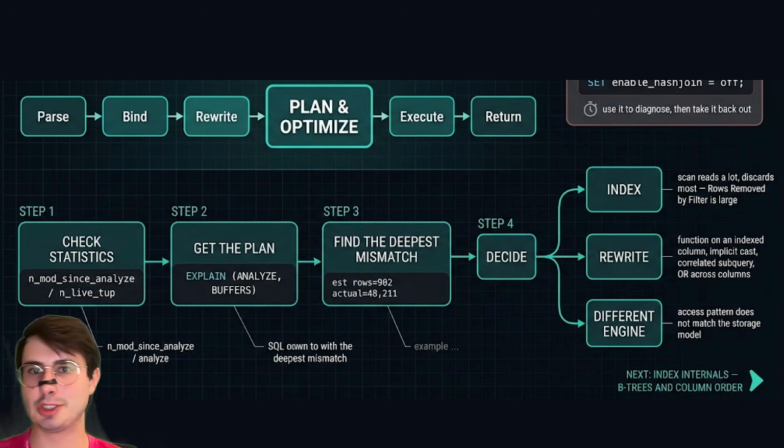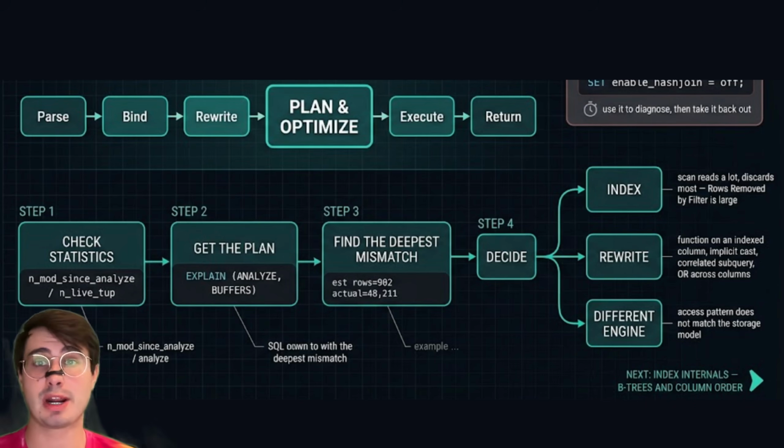Then step 4, choose between an index, a rewrite, or a different engine. Those are 3 real options, and each one will answer a different diagnosis. An index is right when the scan is reading a lot and discarding most of it. Rows removed by filter is large relative to rows returned, and the filter is selective. That's a genuine index case, right, instead of a reflex of adding one because the query is slow.